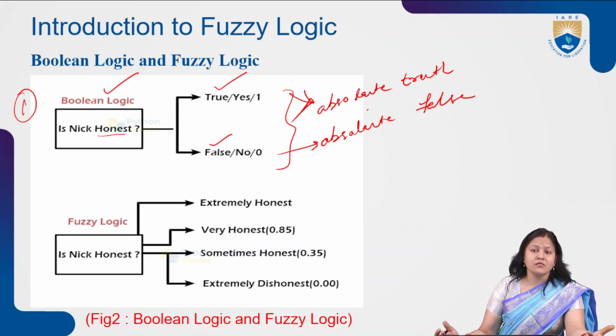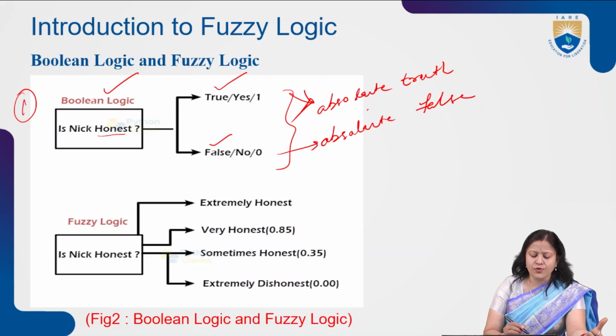He may be dishonest, or sometimes maybe he is honest. So all these things come to our mind. To understand all those things, fuzzy logic is used. Now you can see the second example.